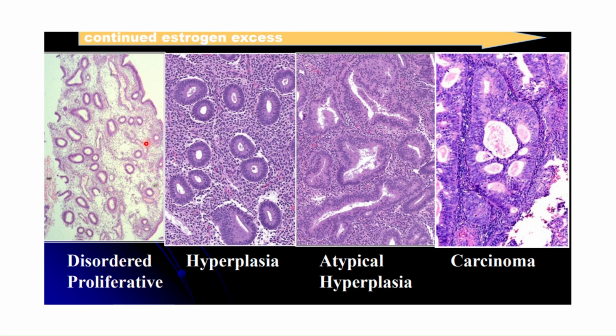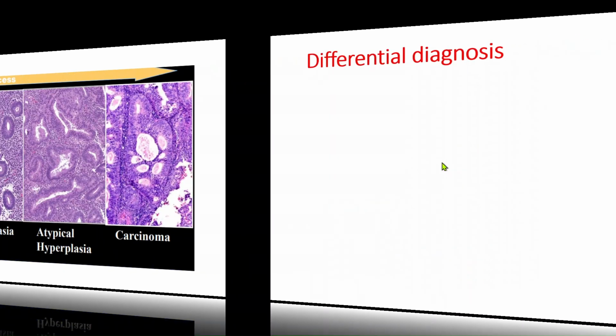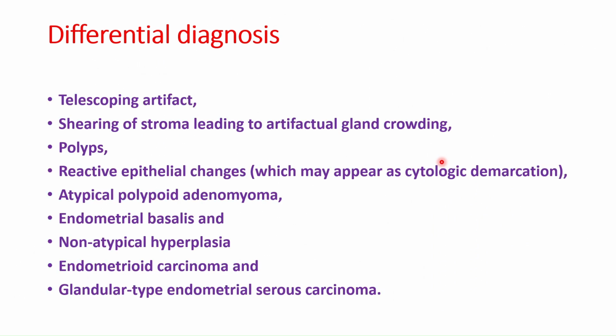So this is continued estrogen excess which leads to these four stages. One is disordered proliferative, second hyperplasia, then atypical hyperplasia, and ultimately if it is not treated, it leads to carcinoma. So here, whenever we see this type of features, we have to again think of differential diagnosis.